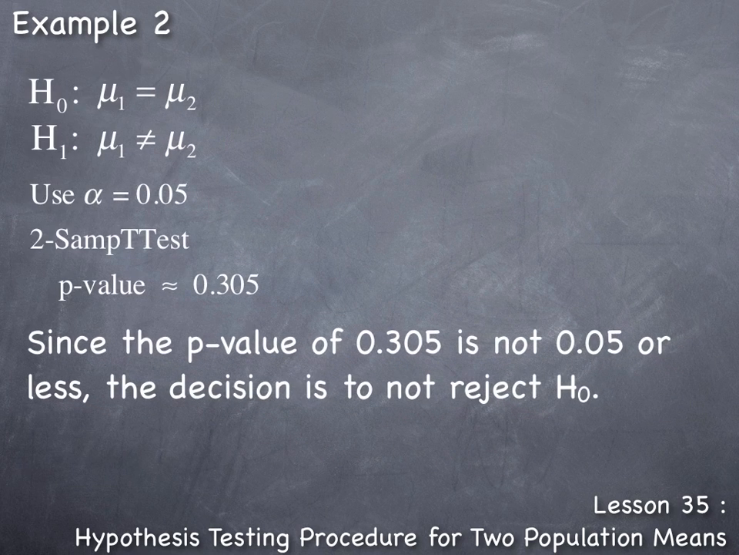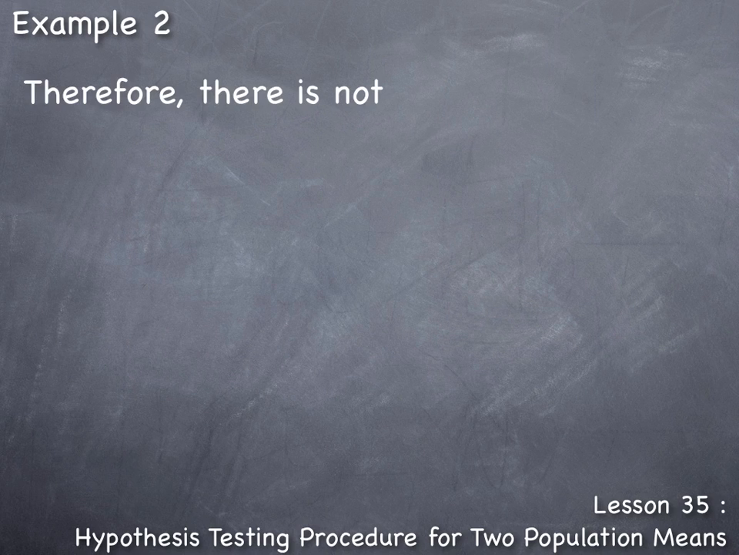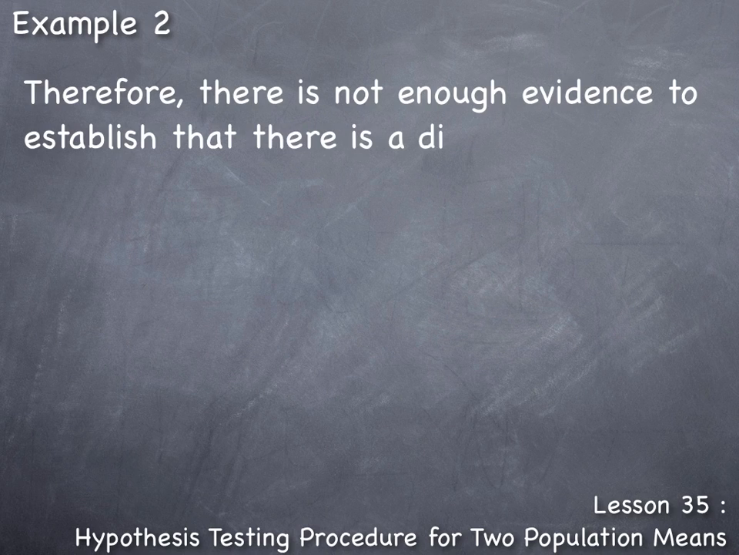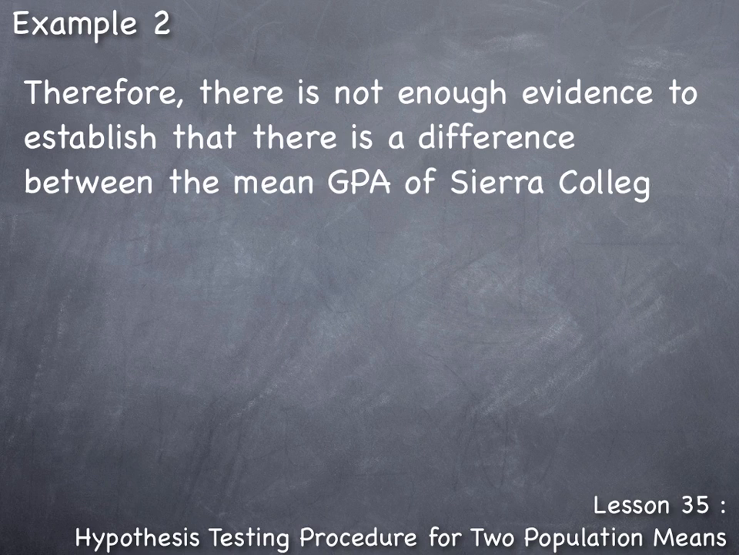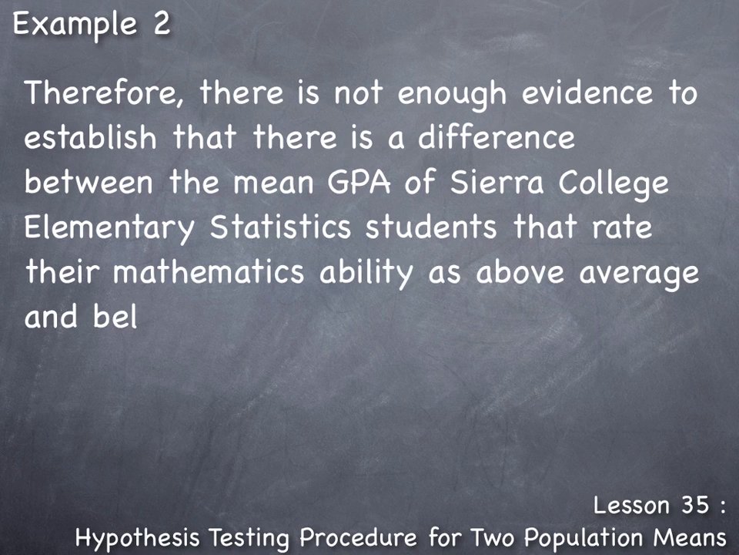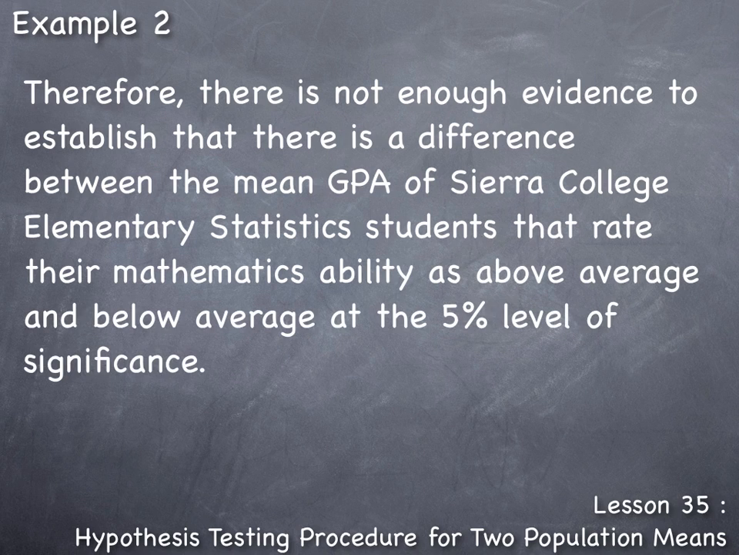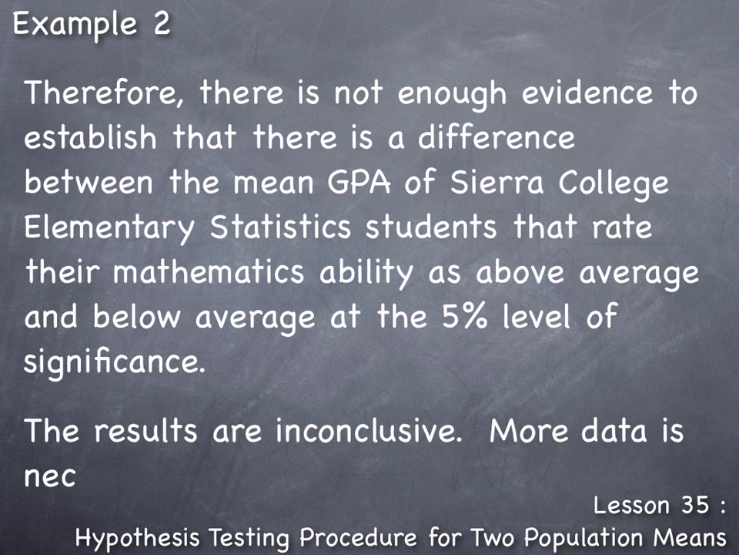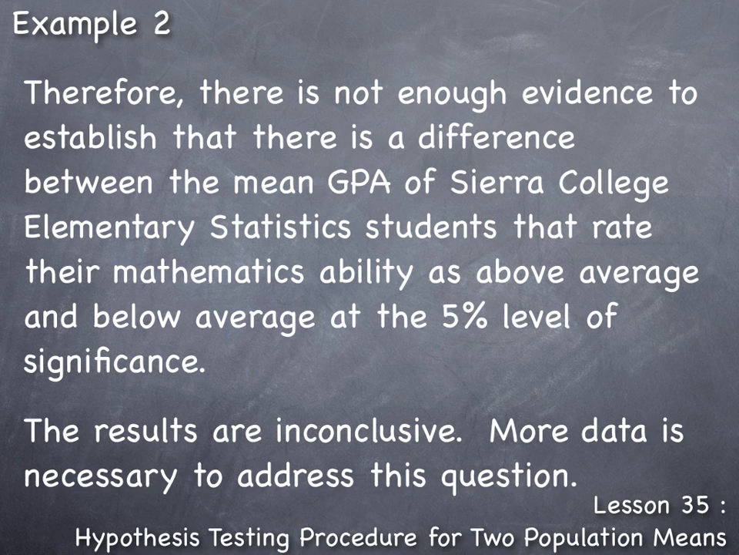Based on the results of our hypothesis test procedure, we can now give our conclusion or answer to the question. Therefore, there is not enough evidence to establish that there is a difference between the mean GPA of Sierra College elementary statistics students that rate their mathematics ability as above average and below average at the 5% level of significance. The results are inconclusive, and more data is necessary to address this question. So it would be better if we were to have bigger sample sizes, because we may have enough evidence to more clearly conclude what the results are.